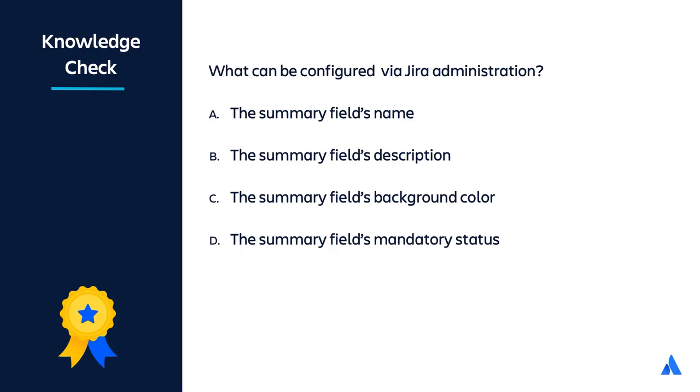What can be configured via Jira administration? A. The summary field's name. B. The summary field's description. C. The summary field's background color. Or D. The summary field's mandatory status. The correct answer is B.